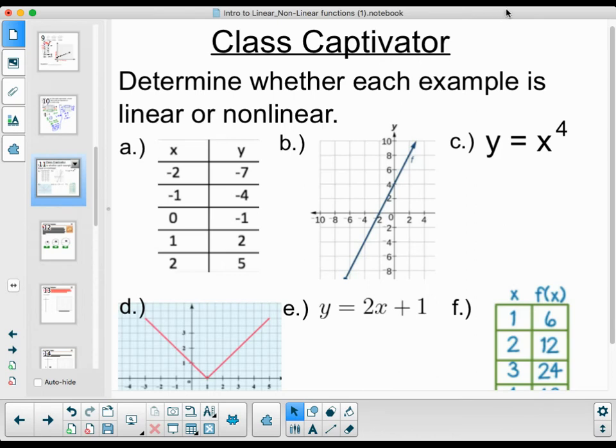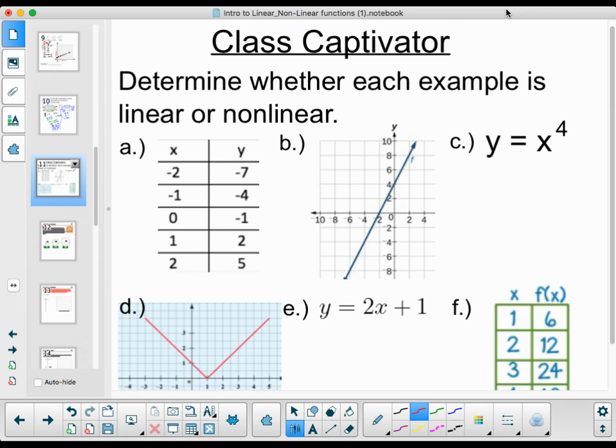All right, folks, back for day two of our intro to linear and nonlinear functions. Warm up for today is to determine whether each example is linear or nonlinear. So what I want you to do right now is take a look at these and make your best guess.